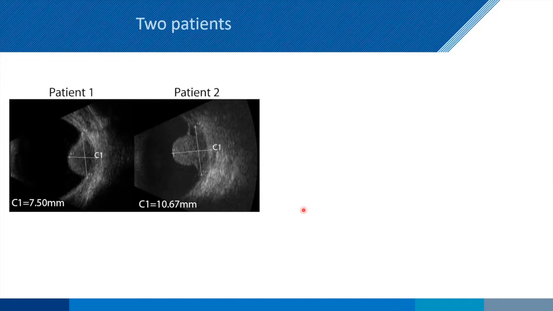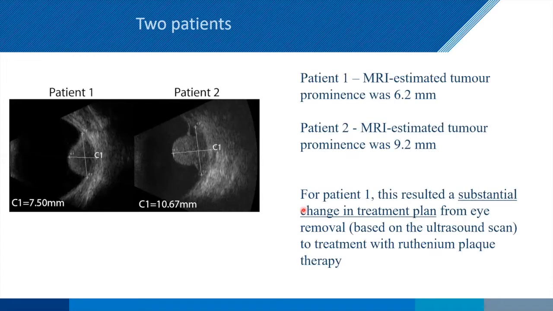And so when we looked at patient number 1 on the left here with the MR, that tumor actually was measured to be 6.2 millimeters, not 7.5 millimeters. And so this meant that the treatment plan for that patient changed from removal of the eye to brachytherapy. And this is a patient for which that tumor has actually shrunk considerably. You don't get full eyesight back, but at least you have partial eyesight.